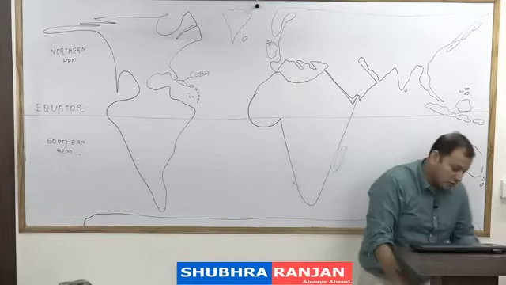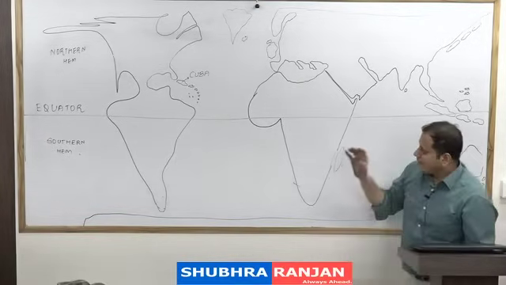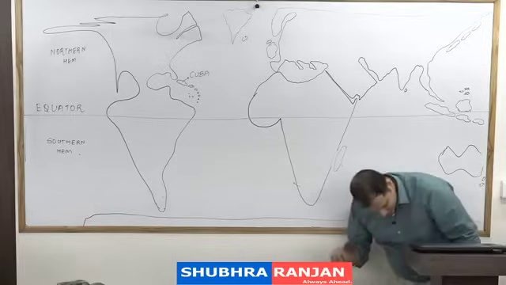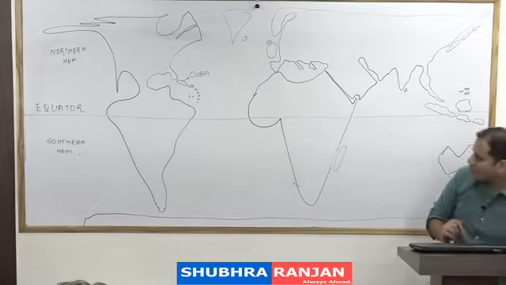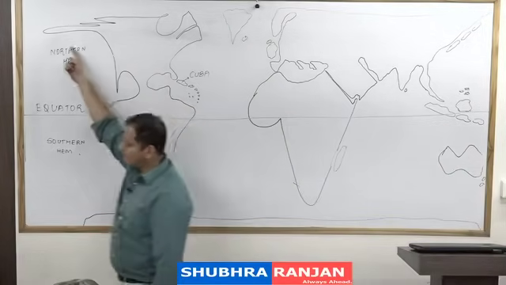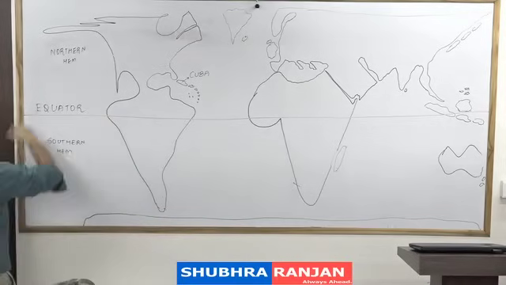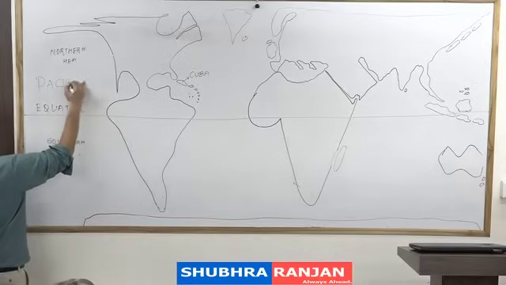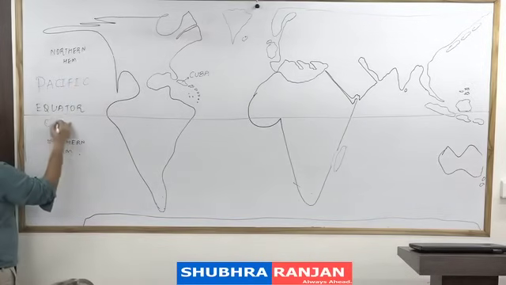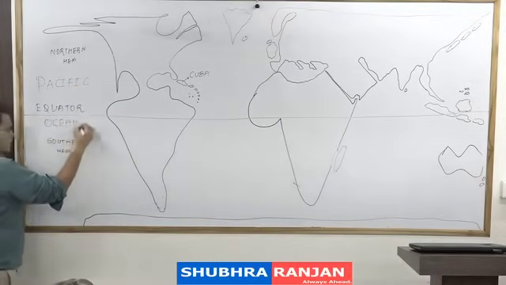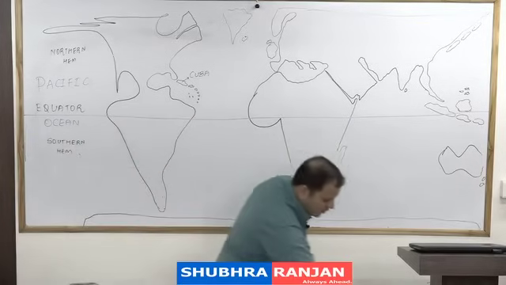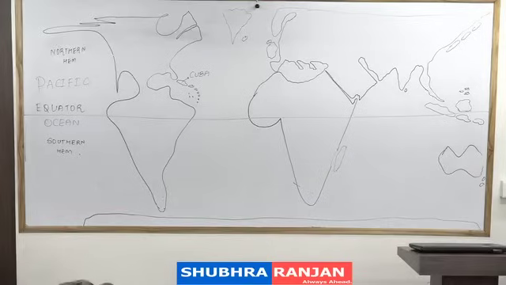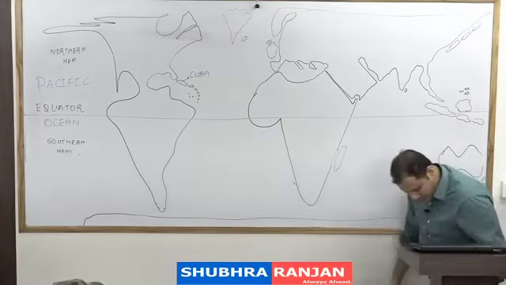So we have north and south hemisphere. Now can anyone tell me the oceans which are here? What is this ocean known as? Pacific Ocean. Can I say it is the largest ocean in the world? Yes. It is also deepest, and it is also the largest ocean in the world, and it is the Pacific Ocean.